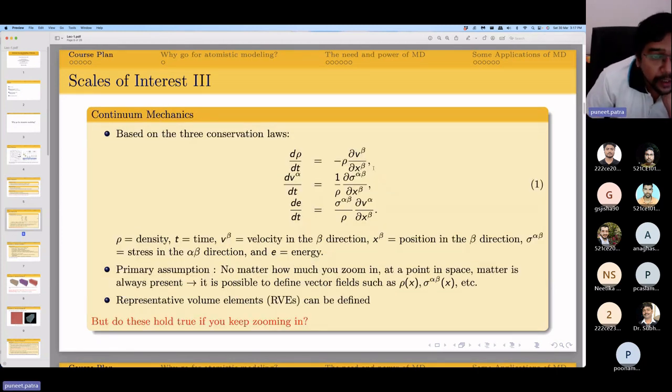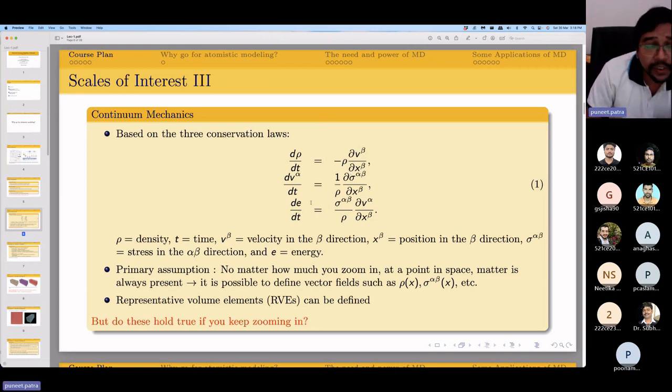To give you an idea, continuum solid mechanics is typically based on the three conservation laws. The first equation which you see over here is the mass conservation equation. The second is the momentum conservation equation. The third is the energy conservation equation. Here rho represents the density, t is the time, v beta represents the velocity in the direction beta, x beta represents the position along the beta direction. Sigma alpha beta is nothing but the stress component alpha beta, and E is the specific energy of the system.